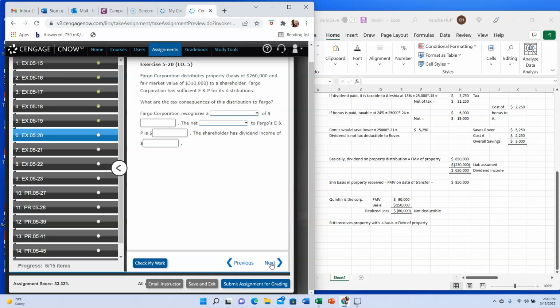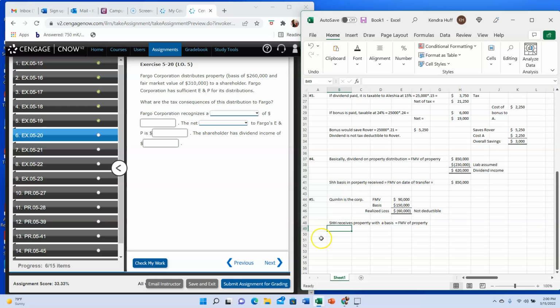All right, next one, number 6. Fargo Corp distributes property with the basis of $260 and a fair market value of $310 to a shareholder. Fargo Corp has sufficient E&P for its distributions. What are the tax consequences of this distribution to Fargo? And once again, Fargo is the corporation.